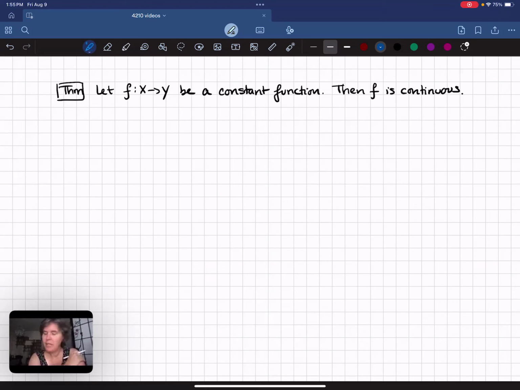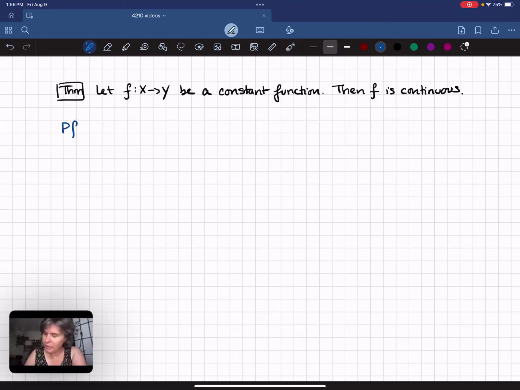All right. So the first theorem is: suppose f goes from a topological space x to a topological space y, and f is a constant function. Then f is continuous. So this is true no matter what spaces x and y are, no matter what topologies x and y have, any constant function is always continuous. To see this, we just are going to use the definition of continuity.